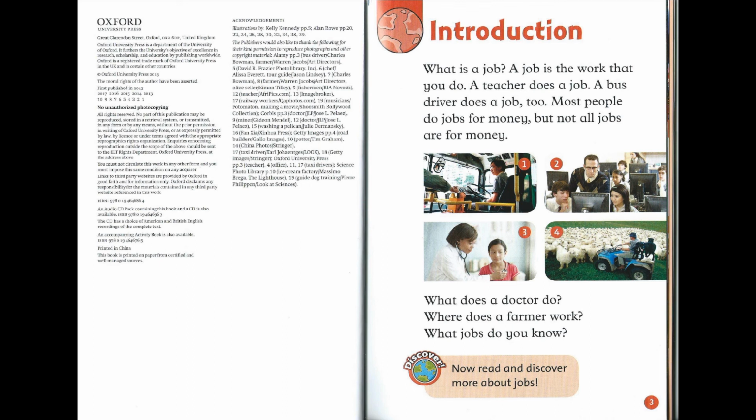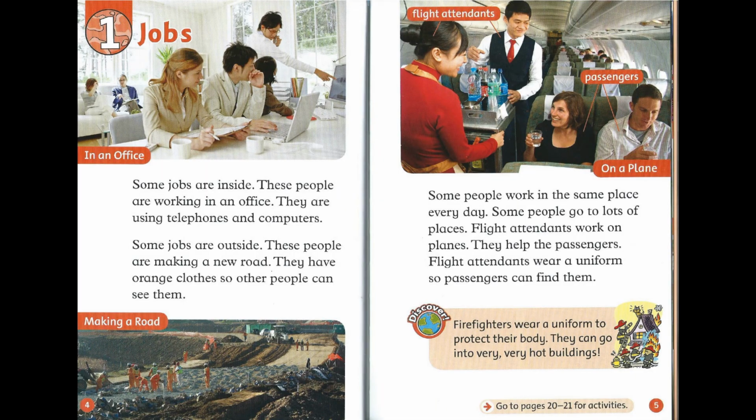Chapter 1. Jobs. Some jobs are inside. These people are working in an office. They are using telephones and computers. Some jobs are outside. These people are making a new road. They have orange clothes so other people can see them.